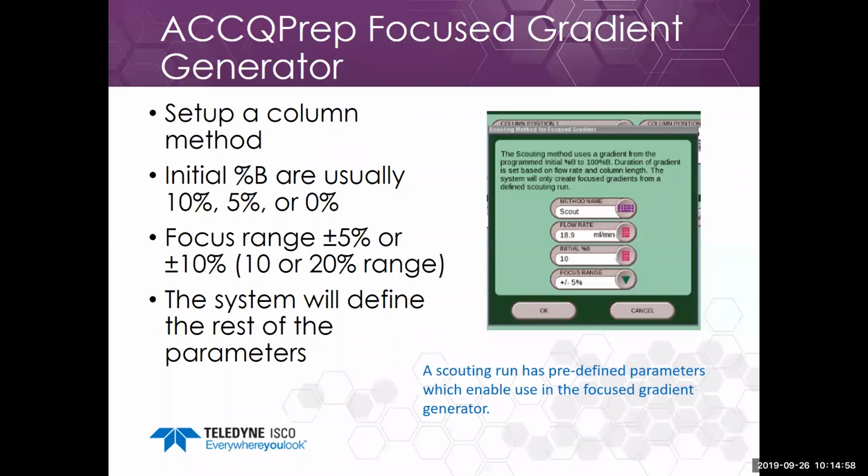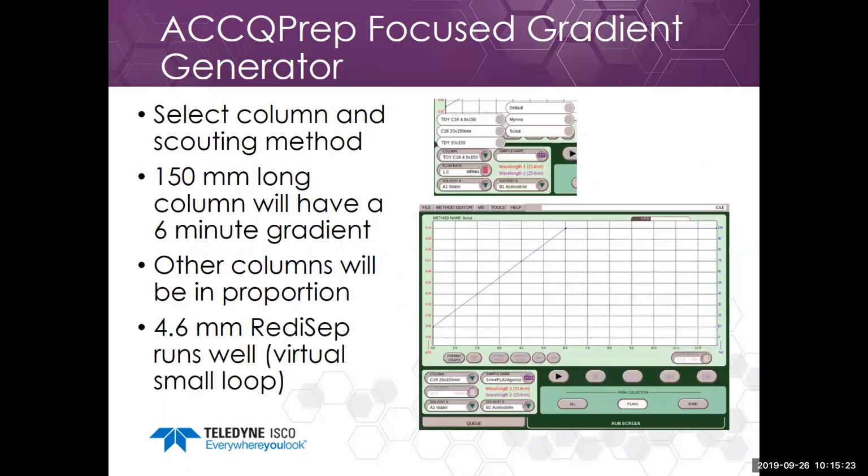There is the option of using a 20% range that many people use for the zone or other gradient methods that I described earlier. However, 5% works very well, and we haven't had any problems with that. And the system defines the rest of the parameters based on the column size and flow rate that you use. After you do that, your focus gradient generator is ready to use. There's no further calibrations needed because we've done them all already.